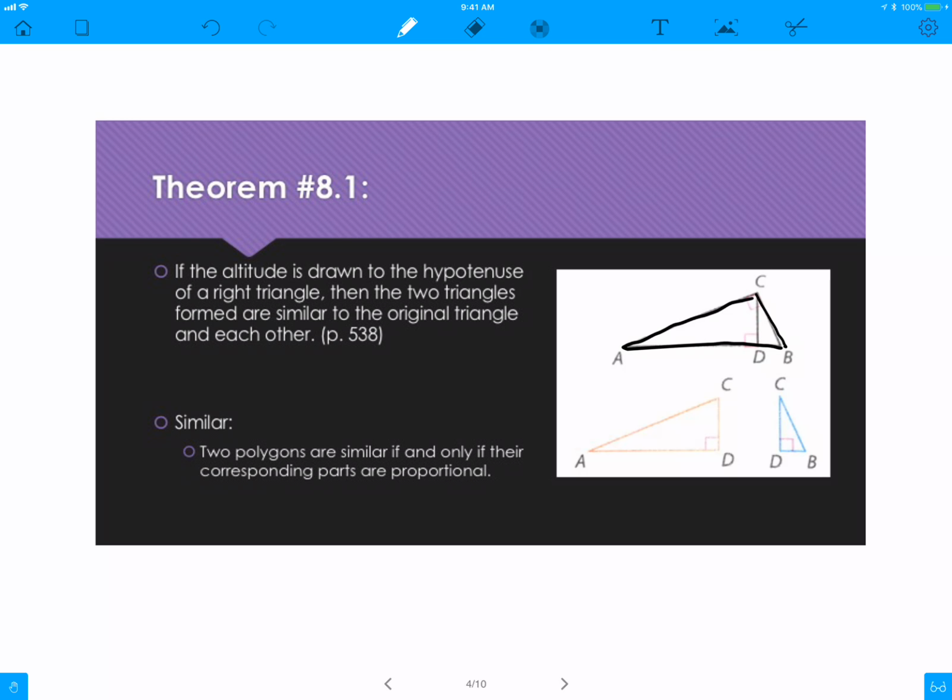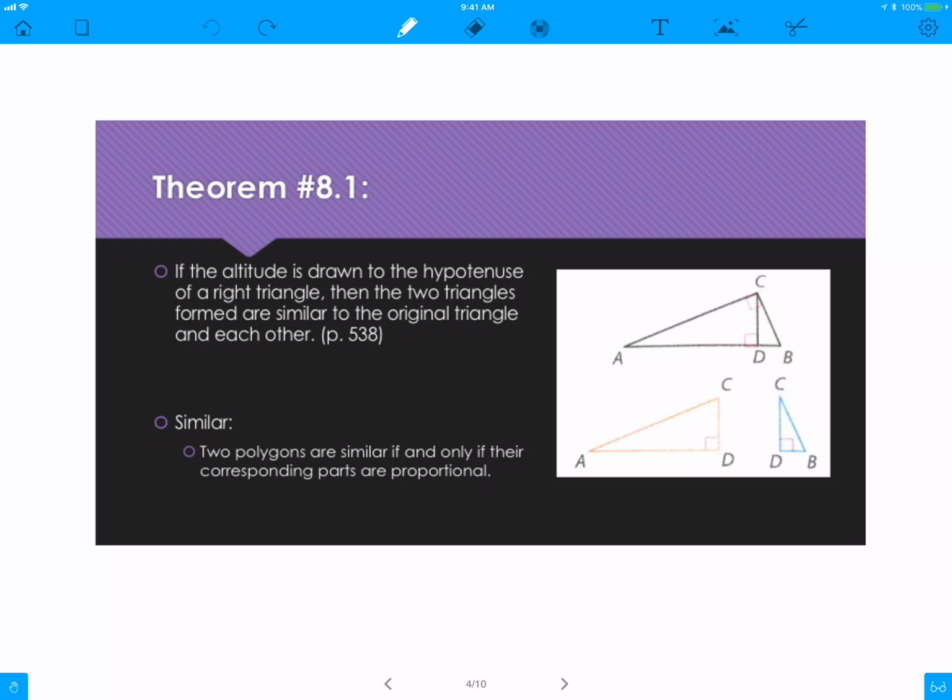When you drop that altitude going straight down in that triangle, it's breaking it up into two triangles. This tiny one, which is this one, and this really small one, which is this little guy. Those are the resulting triangles. What this theorem says is that all three triangles, the big one and the two remaining small ones, are related to each other. Does that make sense?